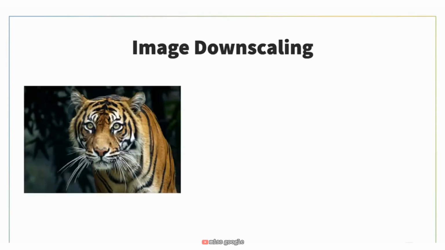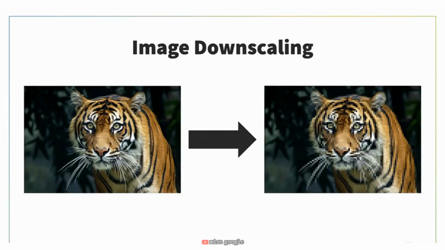Image downscaling means taking an image of a certain resolution and producing a new image with a lower resolution. But why would we want to do that to a perfectly good image of a tiger? Well, maybe the high-resolution tiger is taking up too much storage space, and we only need to print a thumbnail, which will look a lot smaller on a screen. Like this.